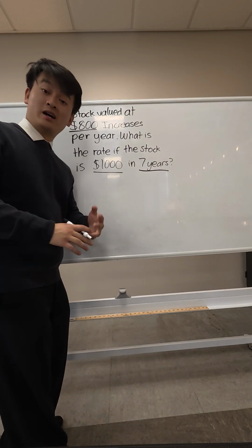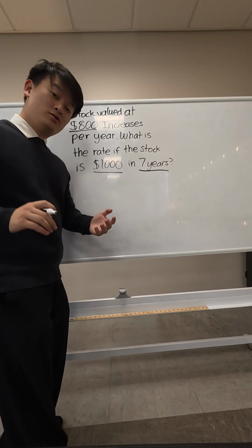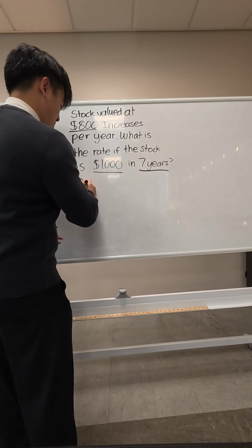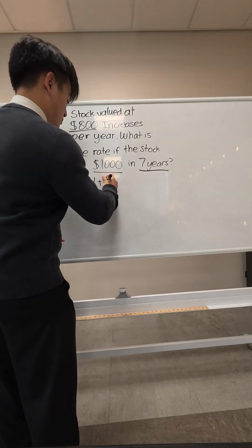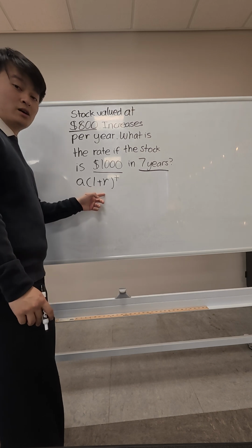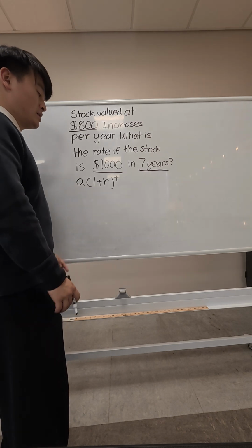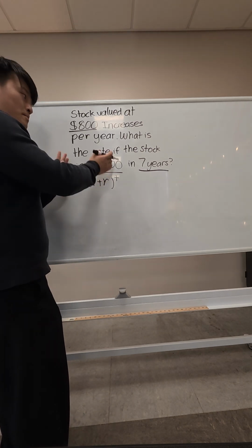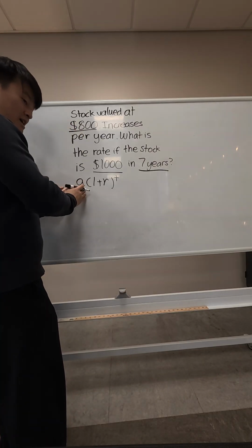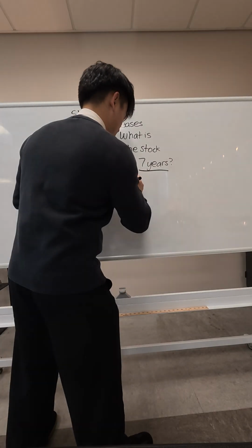Whenever we're talking about stocks or any amount of growth, it's usually exponential. And the way that we do exponential is this equation. This is the standard growth equation for exponentials. A times (1 plus r) to the power of t. I'm going to use this formula based on what information I have. My starting is A, so I'm going to put 800.